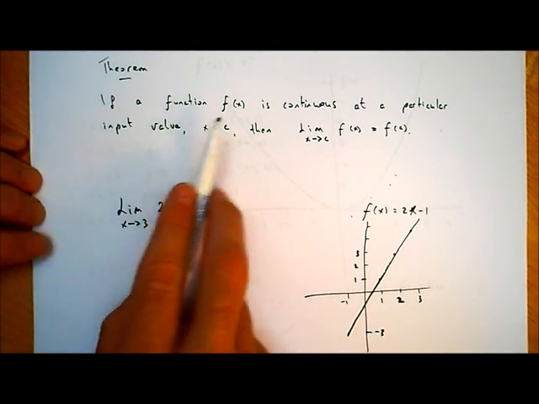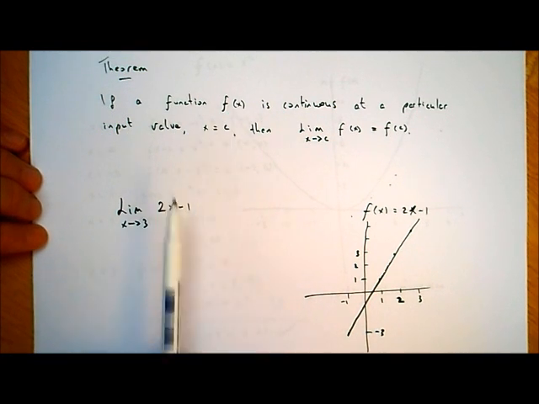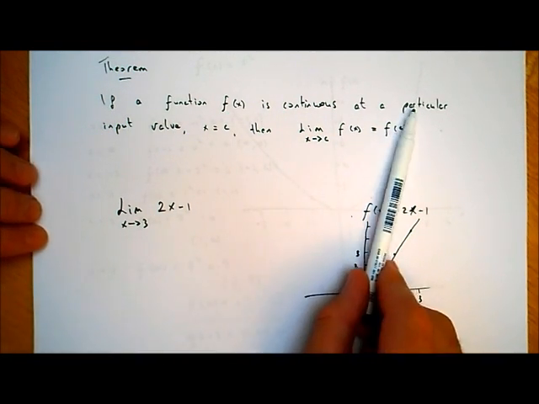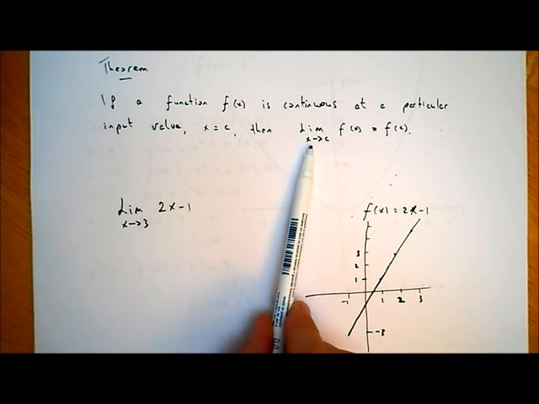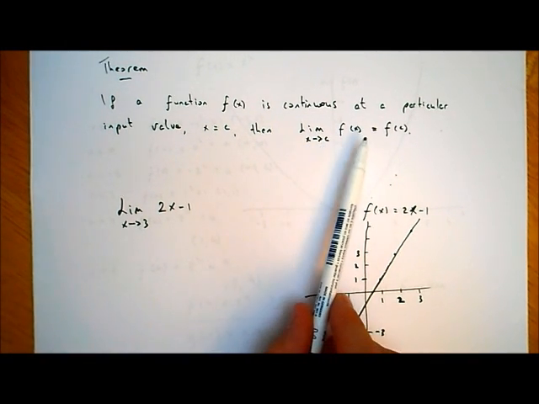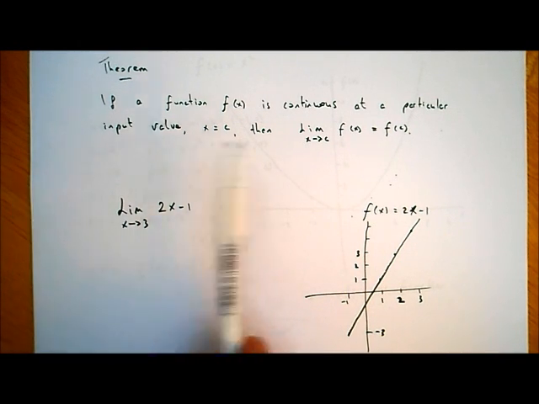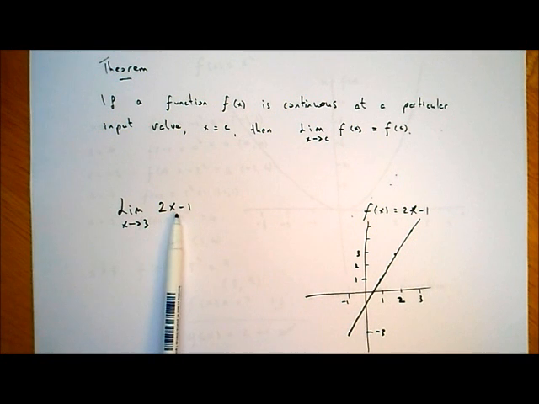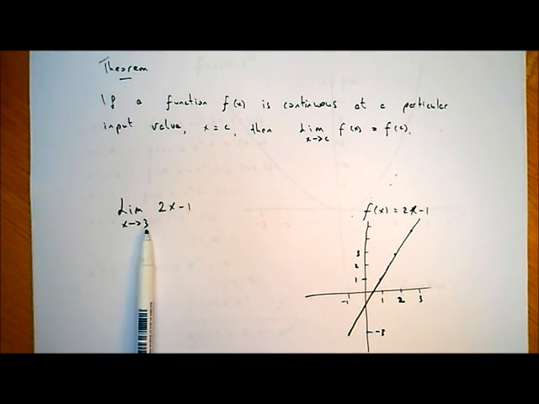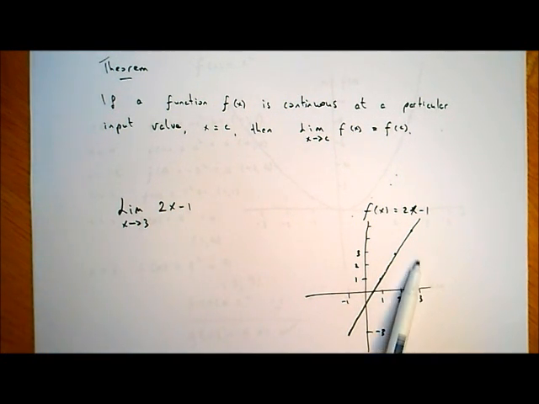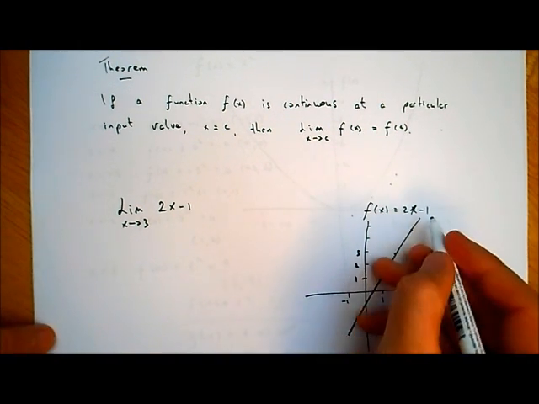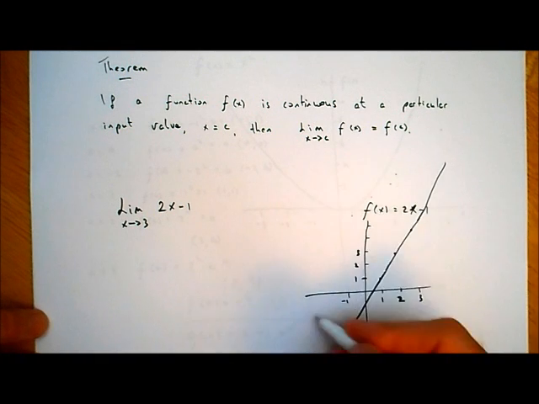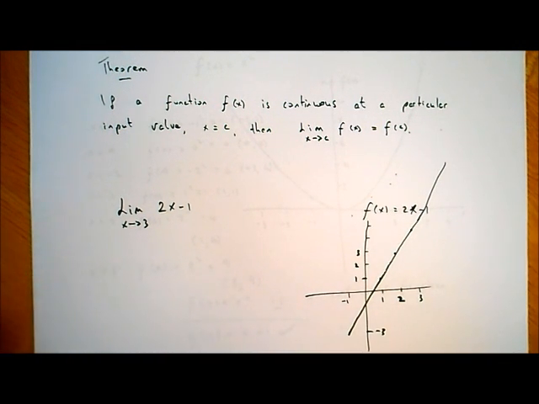So look at what this theorem says. If a function f of x is continuous at a particular input value, x is equal to c, then the limit as x approaches c of f of x will equal f of c. We have to work out this limit. Is the graph of 2x minus 1 continuous at x equals 3? Well, when x is 3, the function is up here, and it is continuous there. You can see this line continues forever, so there's no point in this graph where it's not continuous.